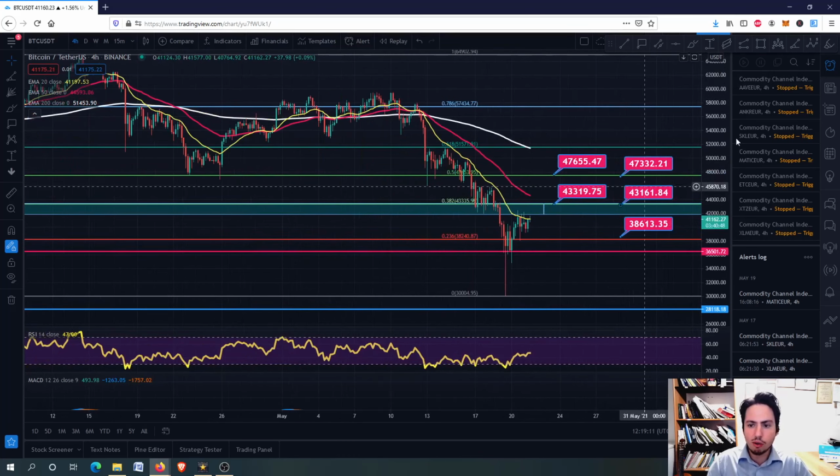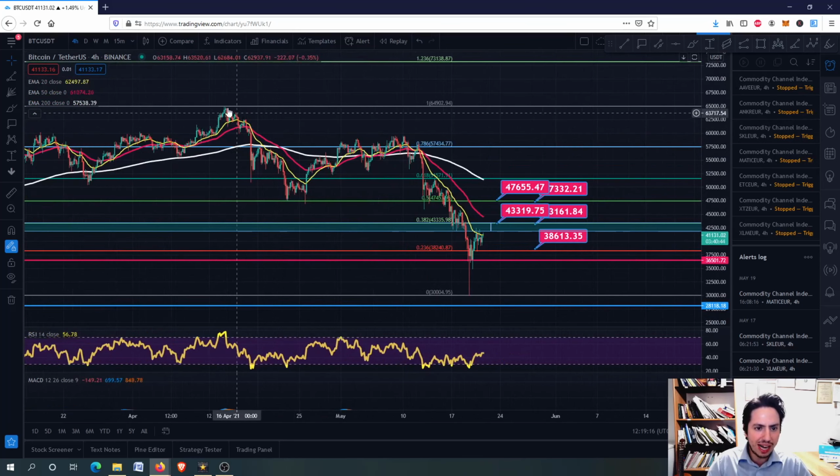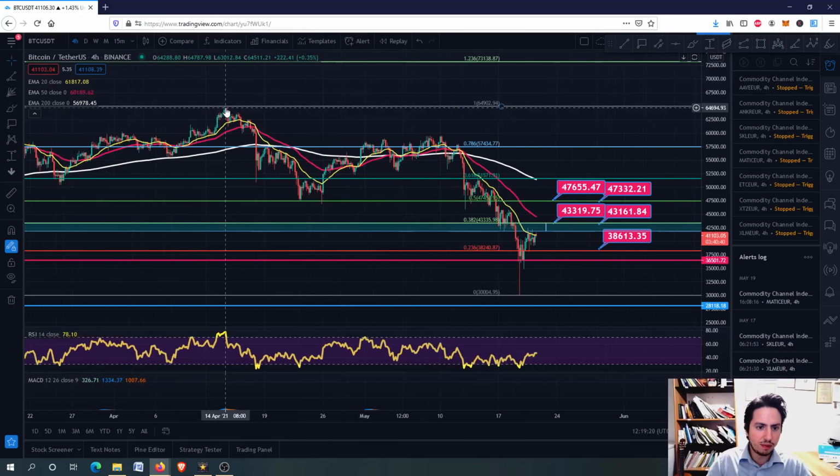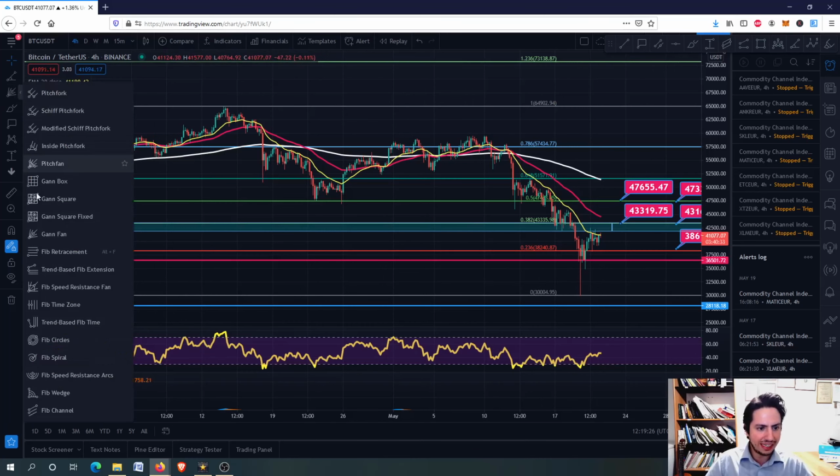How do I know all of this? First of all, I have drawn a Fibonacci retracement level starting from this top right here on 14th April, down to this bottom right here on 21st May. It is the first, second, third row down here on TradingView in the 4-hourly frame chart.